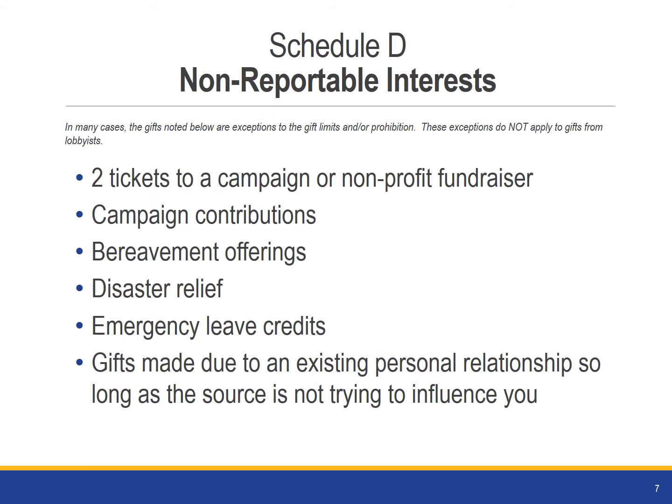This slide lists additional non-reportable gifts. The last bullet is important as it mentions an exception that allows for officials to accept gifts from sources who would otherwise be reportable. The limitation is that the official can only accept gifts from these sources if their personal relationship existed before their professional relationship, and only if the giver is not trying to influence the official by offering the gift. This exception can be tricky though.